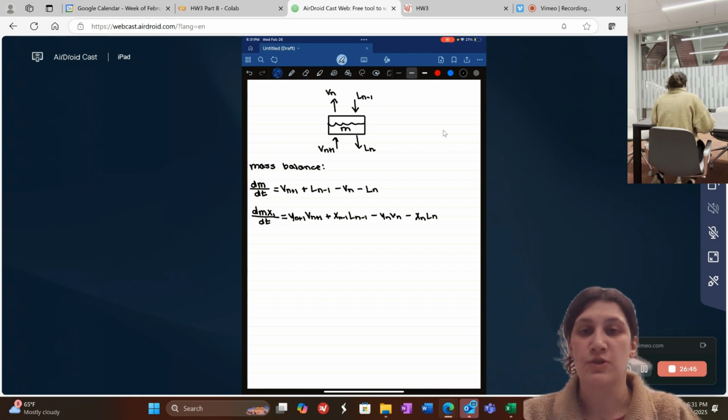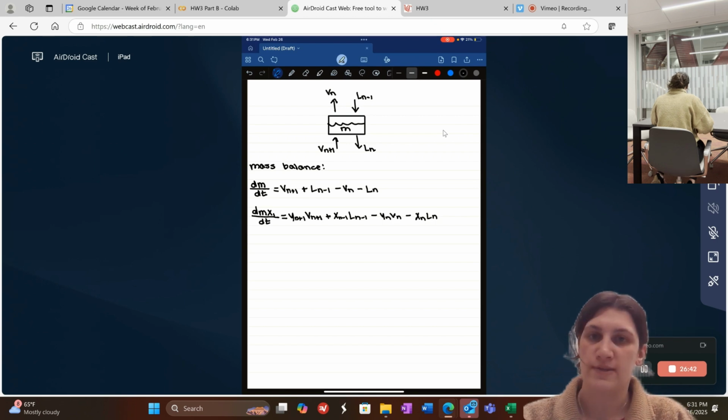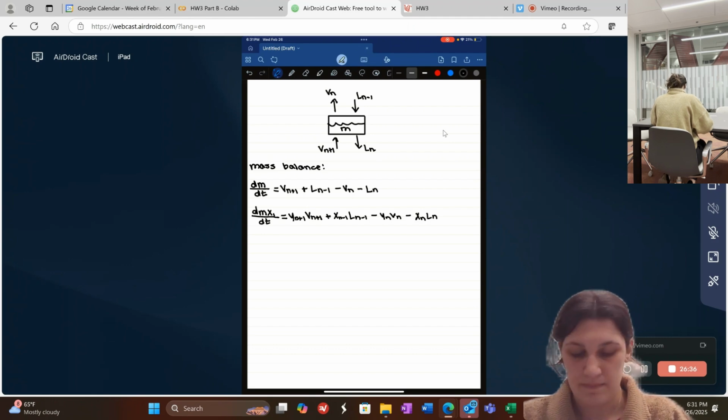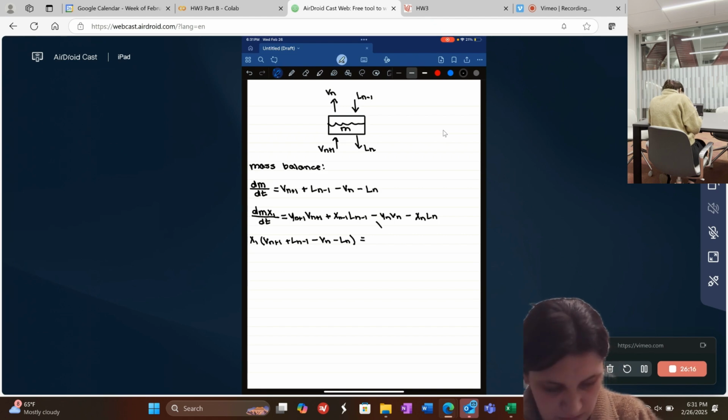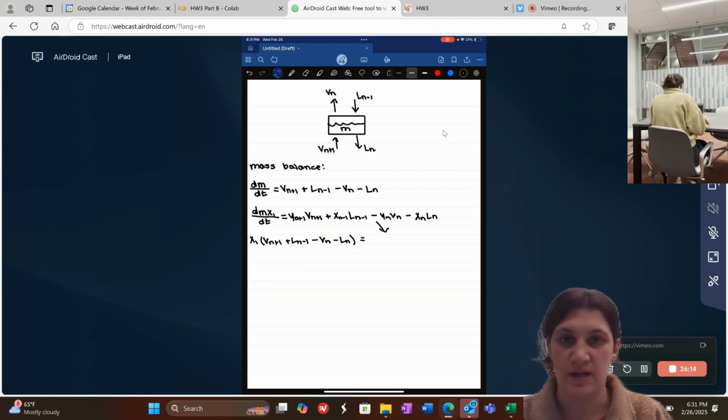Now that we have our two mass balances, what we can do is take the overall mass balance and substitute it into the mass balance for the more volatile component. When we do that, what we end up with is x1 times vn plus 1 plus ln minus 1 minus vn minus ln. And then that's going to be equal to the same as the right-hand side of the second equation.